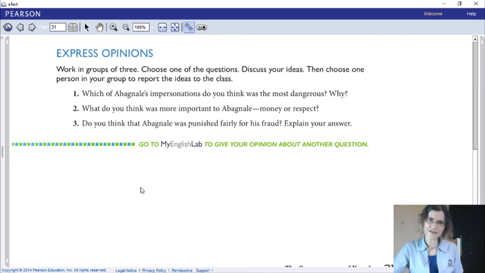Number 3, do you think that Abagnale was punished fairly for his fraud? Explain your answer. So come up with your opinion, give reasons for your answer, maybe even back it up with evidence from the text, and maybe you want to also add what it results into or how your opinion can affect something else. Just think about it and write it down.